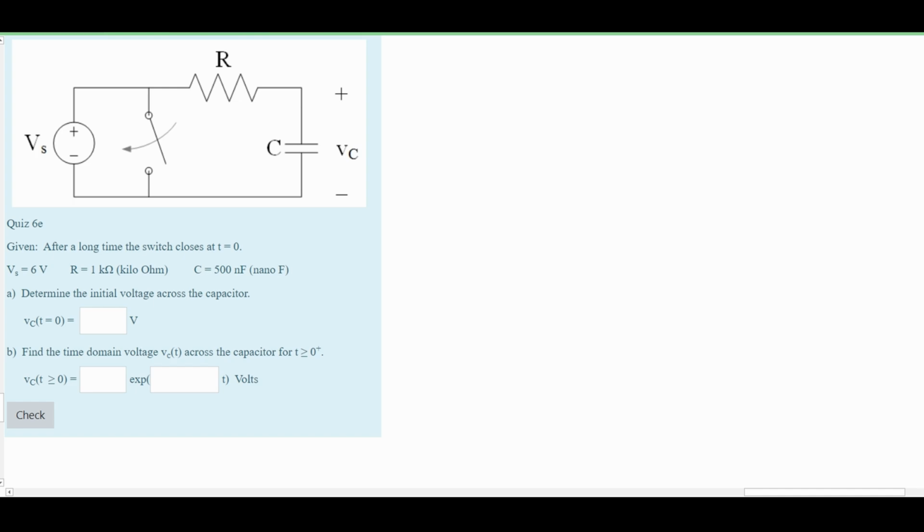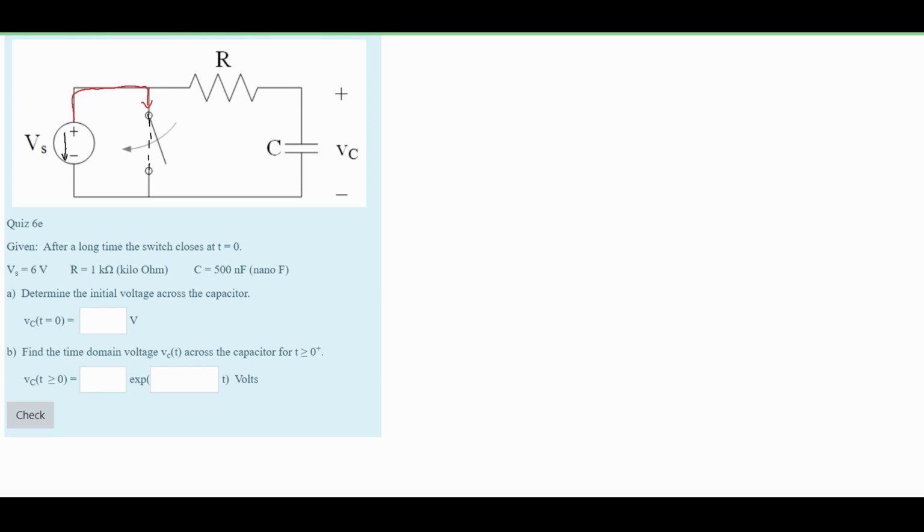In this quiz problem, after a long time, the switch closes at t equals 0. So the switch is going to be closed like this. Our voltage is going in this direction. Our current is going to be going in this direction. That's because the voltage delivers the current, taking the path of least resistance, so it's going to go through here.